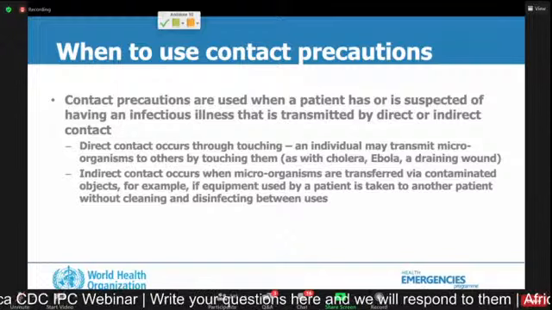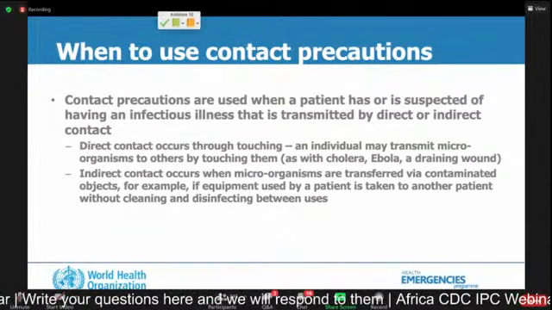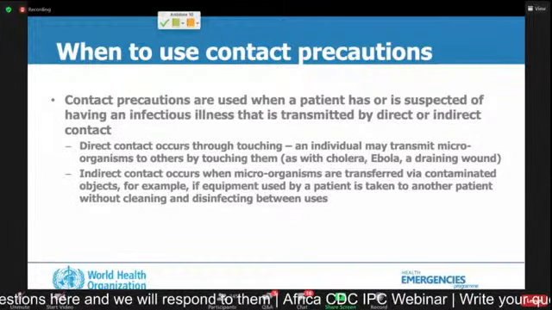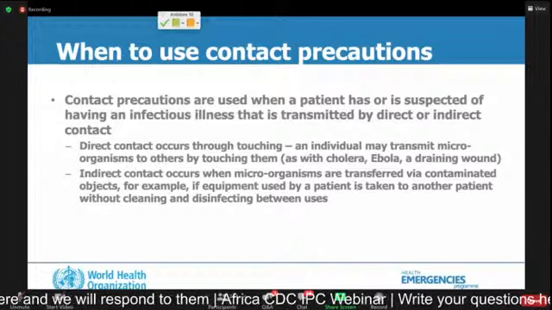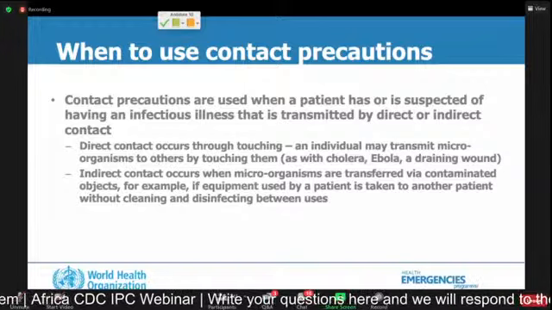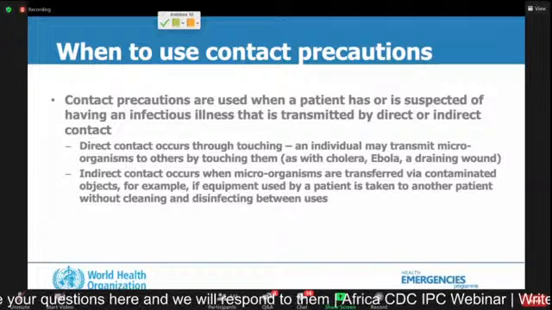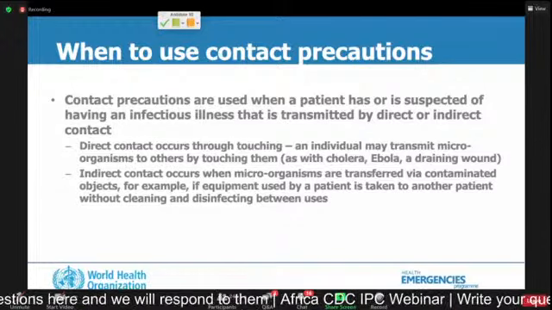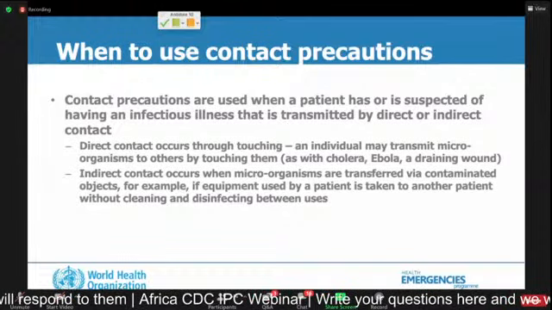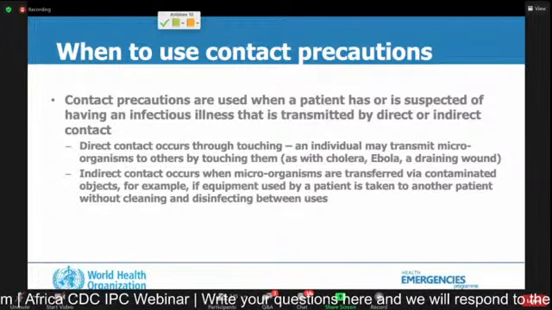Direct contact occurs through touching. An individual may transmit microorganisms to others by touching them. This is the case of Ebola. Indirect contact occurs when microorganisms are transmitted via the contaminated clothes of a person who is deceased from Ebola. If you don't handle them correctly, they are contaminated, and they can transmit the disease to another person.